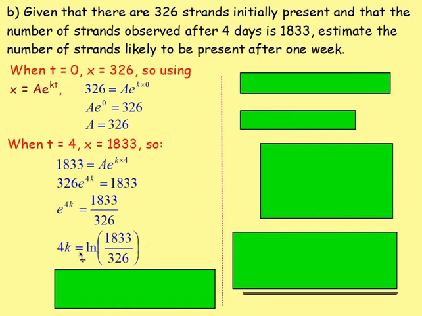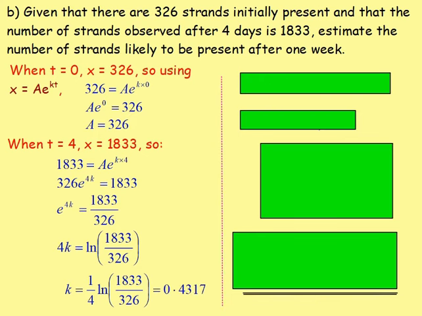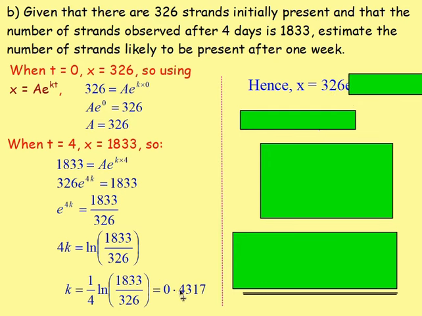We need to find this value of k, so k is just going to be ln, that fraction, divided by 4, or in other words, a quarter of ln, that fraction. And if you put that into the calculator, you get 0.4317 to a few decimal places. Therefore, our equation is going to be x equals, we know a is 326, and we've just worked out k to be 0.4317, so we can replace that as well. So it'll be 0.4317t. Just make sure you put k to quite a few decimal places so you have it very, very accurate. From there, we can use that to work out this next part.